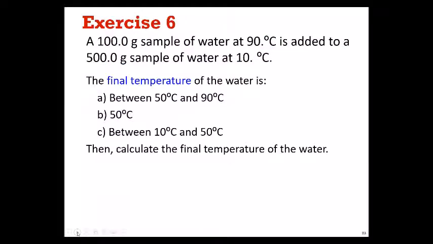Okay, so now we're going to look at a different idea here. Still have two samples of water. What's the main difference in this particular exercise 6?